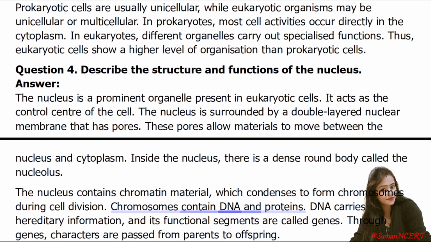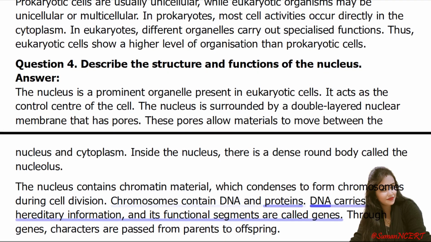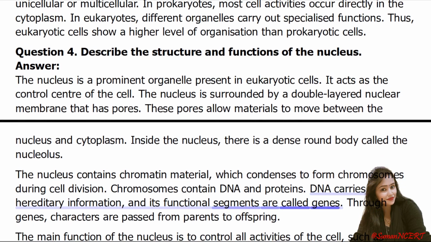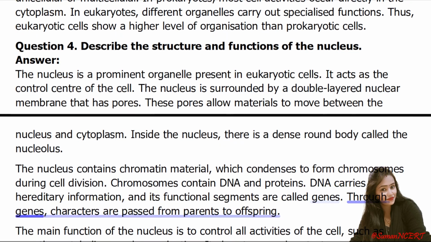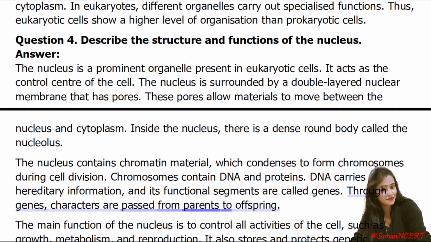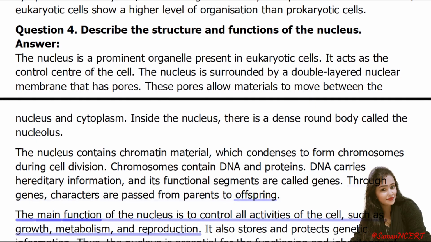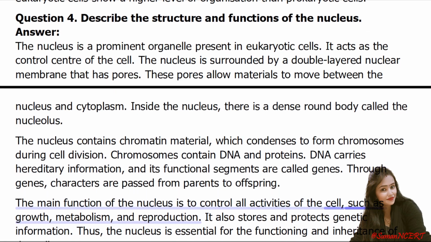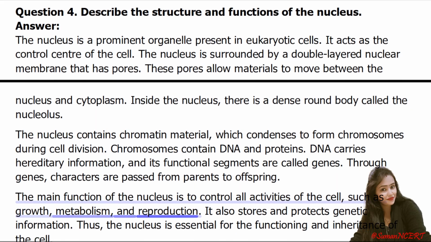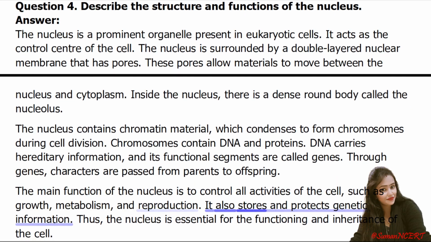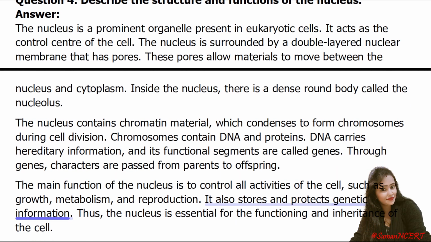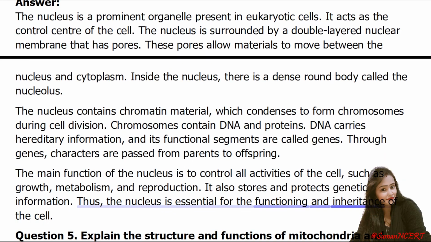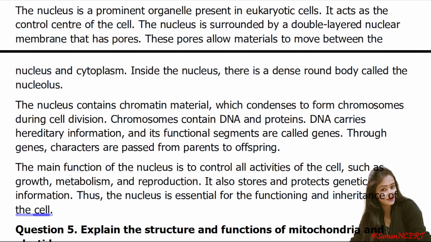Chromosomes contain DNA and proteins. DNA carries hereditary information, and its functional segments are called genes. Through genes, characters are passed from parents to offspring. The main function of the nucleus is to control all activities of the cell, such as growth, metabolism, and reproduction. It also stores and protects genetic information. Thus, the nucleus is essential for the functioning and inheritance of the cell.